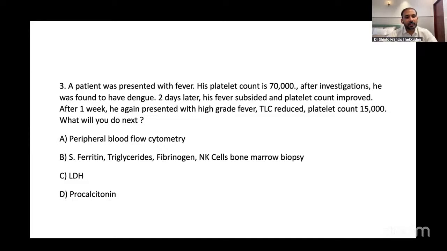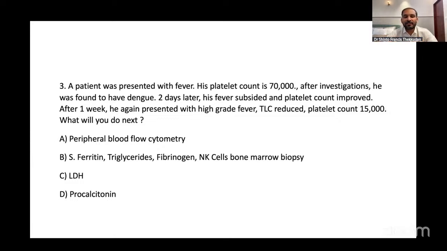B is serum ferritin, triglyceride, fibrinogen, NK cells, bone marrow biopsy. So basically, they are looking at the possibility of HLH. HLH is hemophagocytic lymphohistiocytosis. So is it that? It could be, right? It fits into preceding a viral infection. Usually it is preceded by some infection. Could be TB, it could be CMV, it could be dengue, it could be EBV. These are the commonest. Dengue-related HLH is very uncommon, but EBV, CMV are common, especially the Epstein-Barr virus. Tuberculosis-related HLH is also seen.